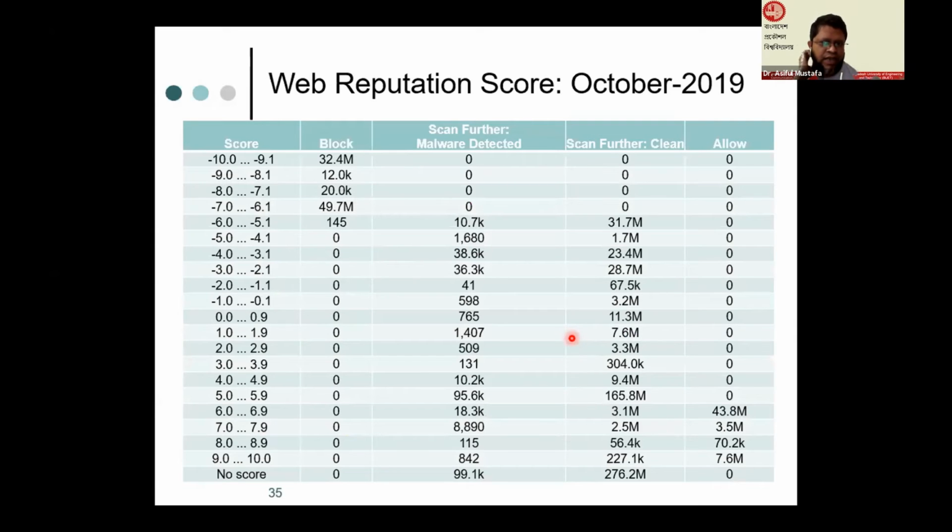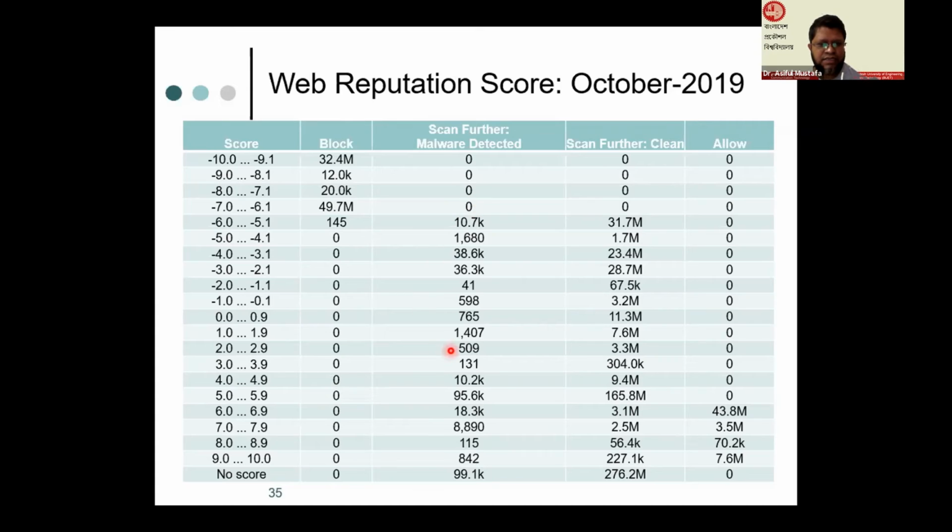Now I'd like to show you the reputation score that we found. As I said, the reputation is between -10 and +10. This is the region where traffic is blocked by default, so no further scan is done on that traffic. If the reputation is very low, then the traffic will be blocked. On the other side, +6 to 10, traffic is also allowed by default.